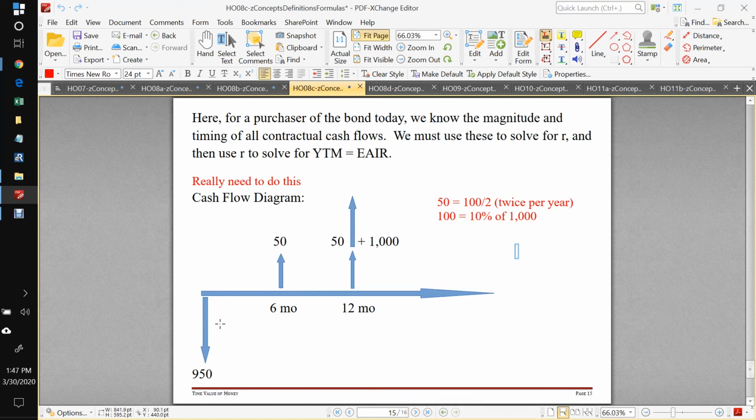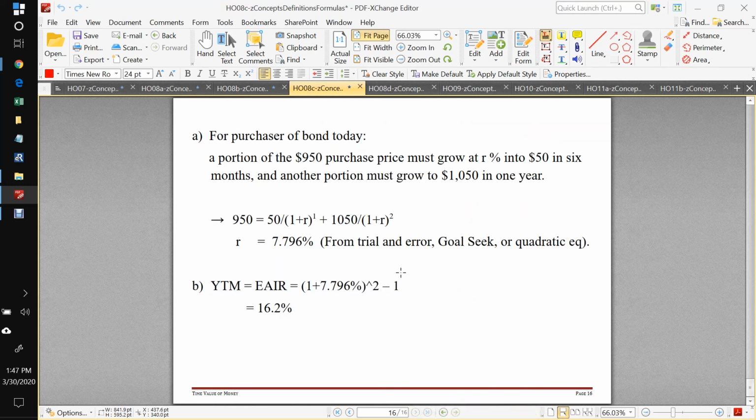And what we're missing here, what we need to solve for here, is R. We know the cash flows, we know when they occur, we've just got to get R. Okay, so I've got here the equation for R that I used to solve for R, and I found that R is equal to 7.769%, which you could get from trial and error just plugging into this equation. Just keep trying some R's until the right-hand side of this equation equals 950. Then you have the right R.